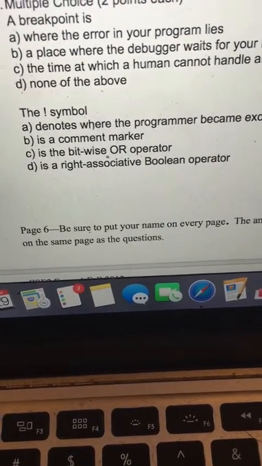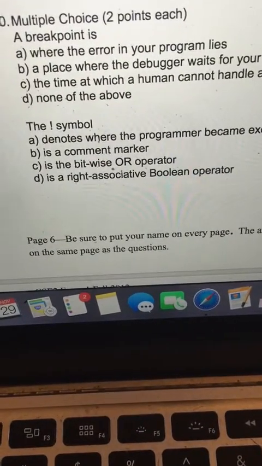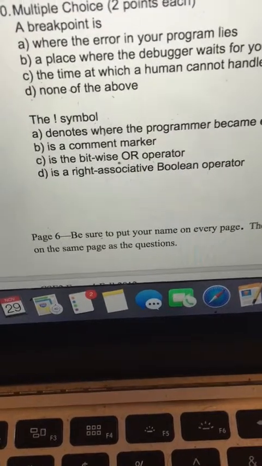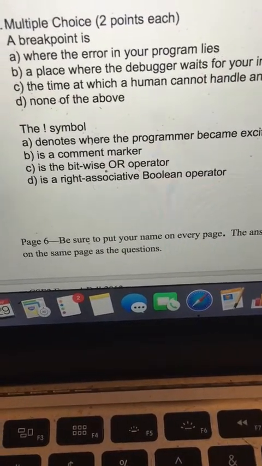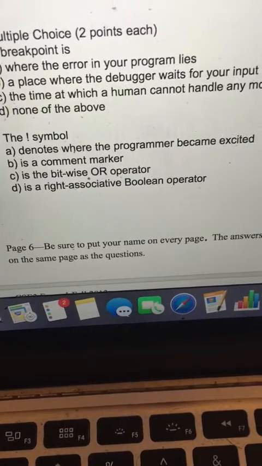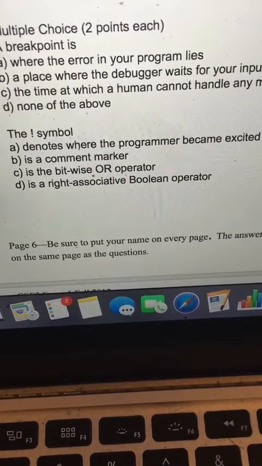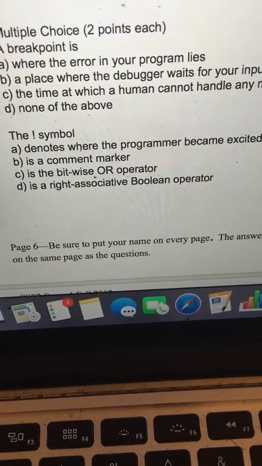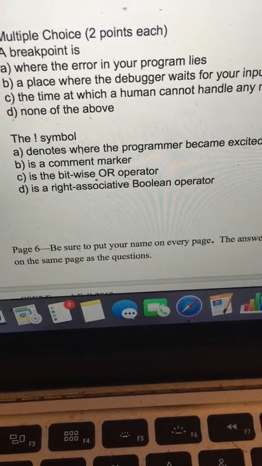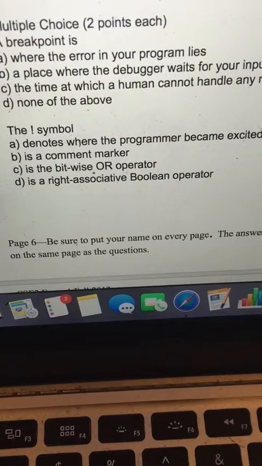A comment can be written using two slash marks or a slash mark and a star, and it can be anything. It does not affect the code at all. A comment is just often used by a programmer to explain to the person reading the code what the code means. It has no impact on the code itself. Is a bitwise OR operator.